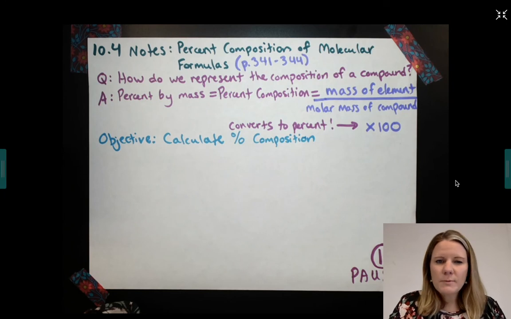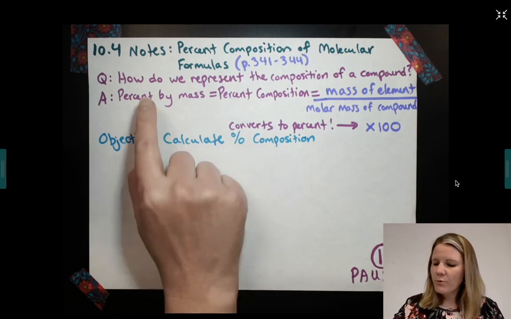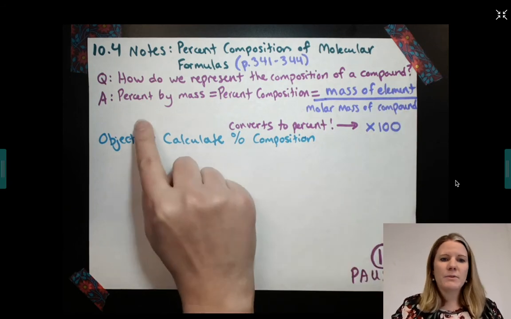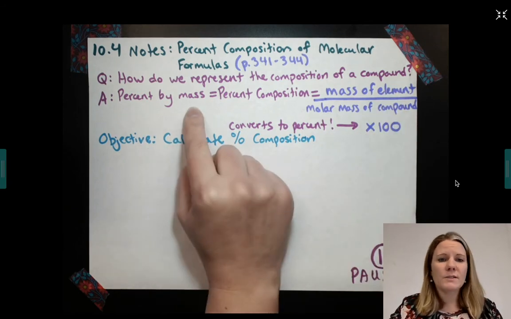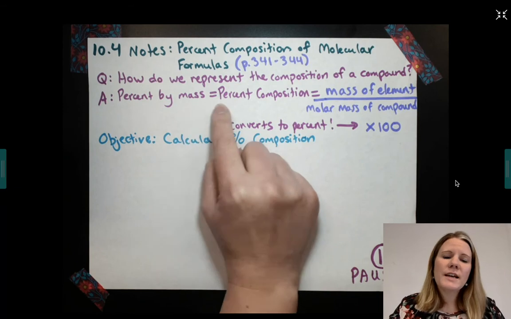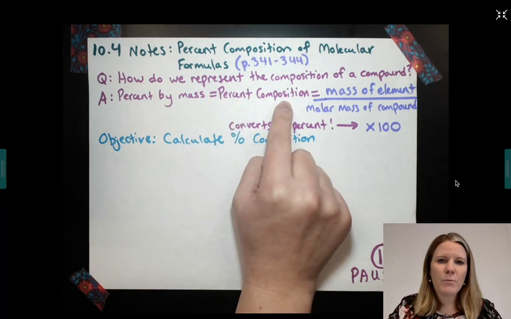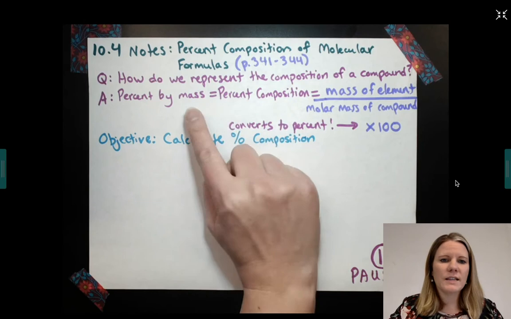So the question that comes up in this section is, how do we represent the composition of a compound? And the answer is by mass. So percent by mass is what we're going to be calculating in this section. It's also called percent composition in your book. They're pretty much the same thing. I'll point out at the end why they're slightly different terms.